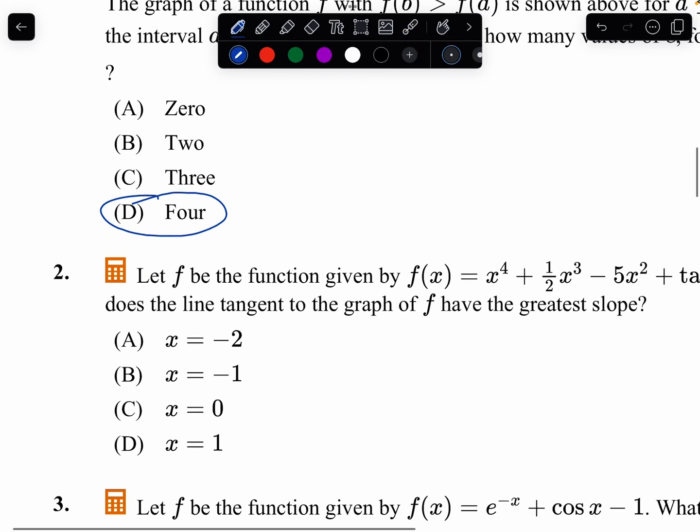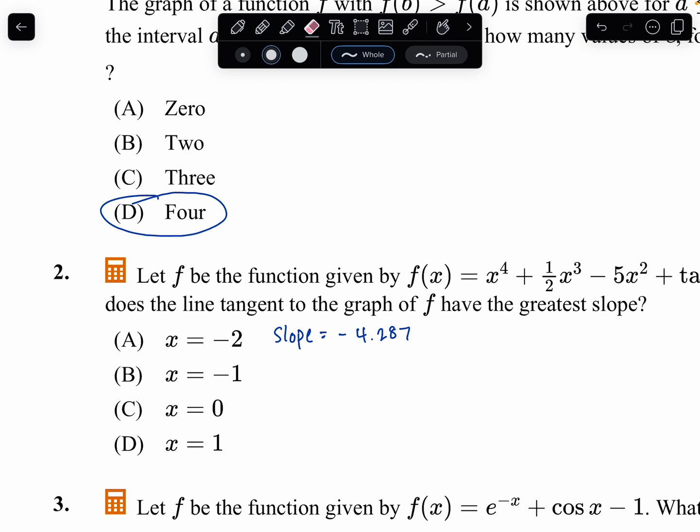So my slope here, we'll say slope equals -4.287. Let's go another way, no, let's be mathematically correct. We'll say, how about this? Slope is equal to f prime of -2, which is equal to -4.287. Okay, and then -1.